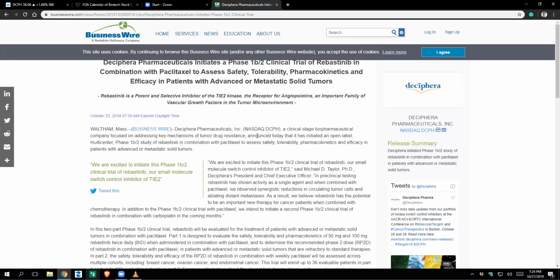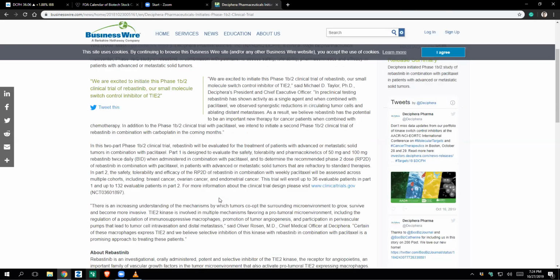So this is some news on this molecule ripretinib, a small molecule switch control inhibitor of TIE2. In preclinical testing, it showed activity as a single agent, and when combined with paclitaxel, synergistic reduction in circulating tumor cells and ablating distant metastasis. So there was some encouraging preclinical data.